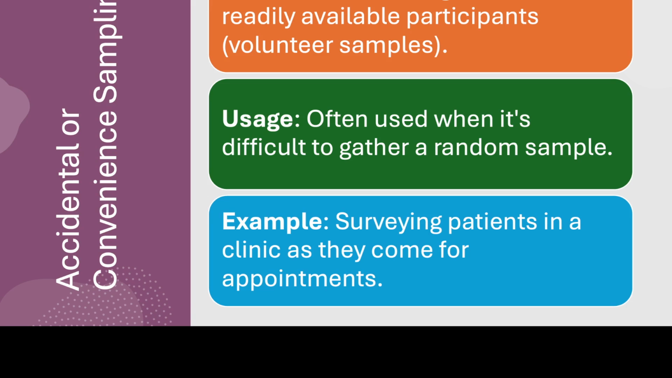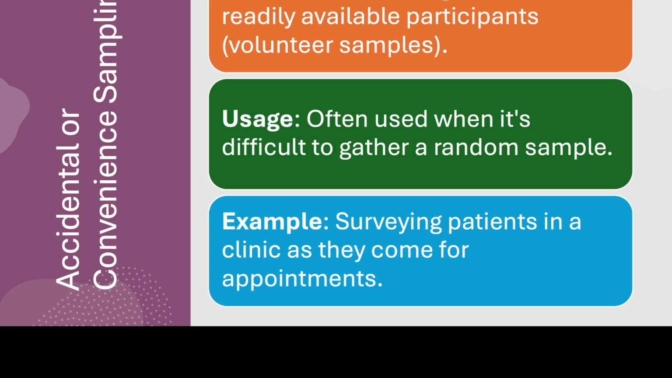Okay. So accidental or convenient sampling. So selecting the most readily available participants, in terms of volunteer samples. So you're going to give a questionnaire. Whoever is available can answer the questionnaire or be part of your study. Often used when it's difficult to gather a random sample, because with a random sample, there might be exclusions of the criteria. They don't want to participate in your study. That's one of the worst exclusion criteria that we can also consider, but be part of the discussion of your study, no?